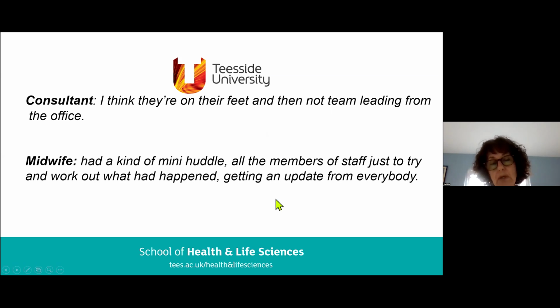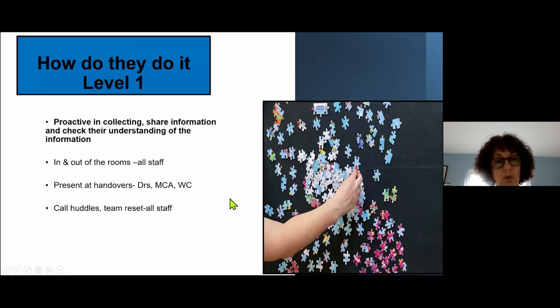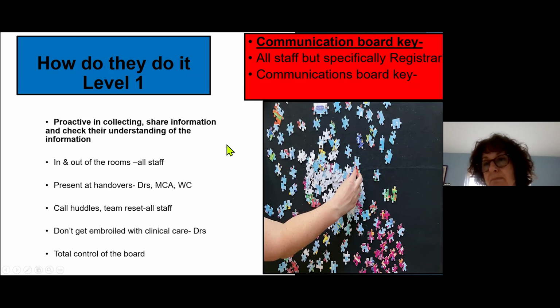And what they did do when the unit became very busy, they would get the team together in a mini huddle to update, to make sure that they had the most current information. So how does a good coordinator operate at level 1? They're very proactive in collecting the information. They're always present at handovers. They don't get embroiled in clinical care. So they're always there at the board, so they have this helicopter view. And the communications board was absolutely key. The excellent labour ward coordinators made sure that all that information was absolutely current.